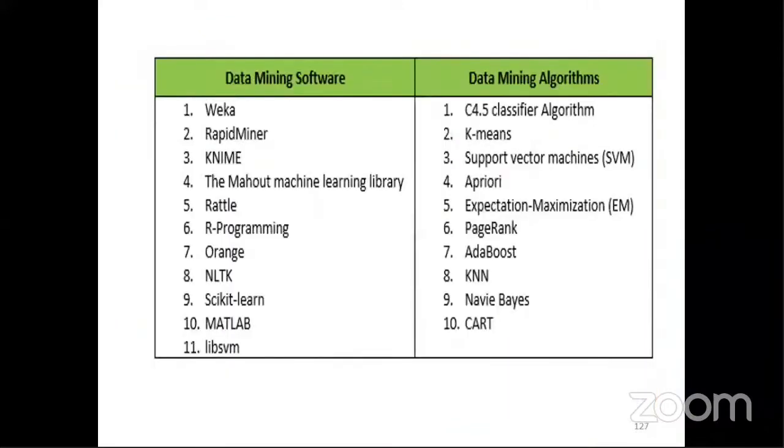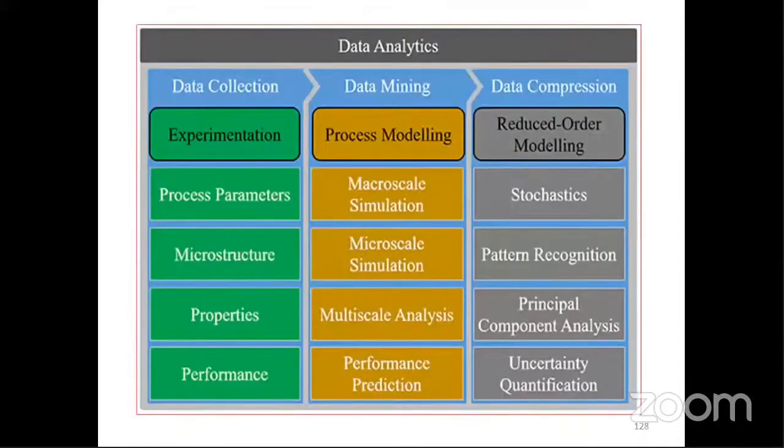These are the top 10 data mining algorithms, and the data mining software: Weka, RapidMiner, KNIME, Mahout, Rattle, R programming, Orange, NLTK (Natural Language Toolkit), Scikit-learn, MATLAB, LIBSVM. Data mining algorithms like CART, Naive Bayes, KNN, AdaBoost, PageRank, expectation maximization, Apriori, support vector machines, K-means, C4.5 classification algorithms, etc.